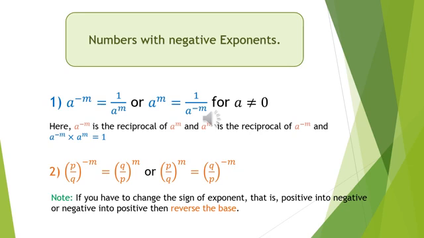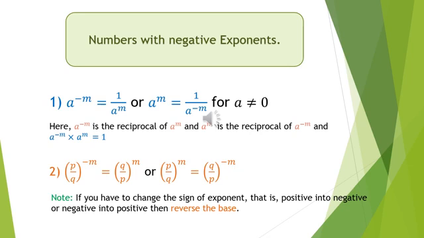Now the second part is, it is given that p upon q raised to the power minus m, and you have to convert this number into positive exponent. Here it is given that the power is minus m and you have to convert it into positive exponent. How will you convert? You will reverse the base, and power will be positive. For example, p by q is the base. Now reverse the base and the new base will be q by p and power will be m, only positive.